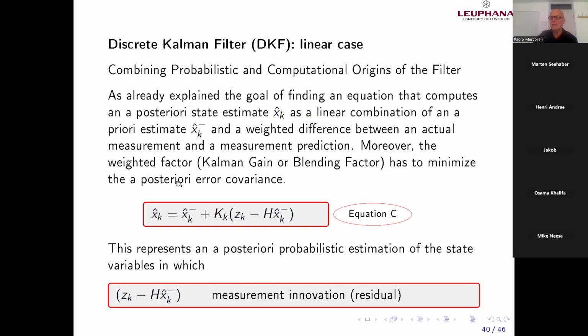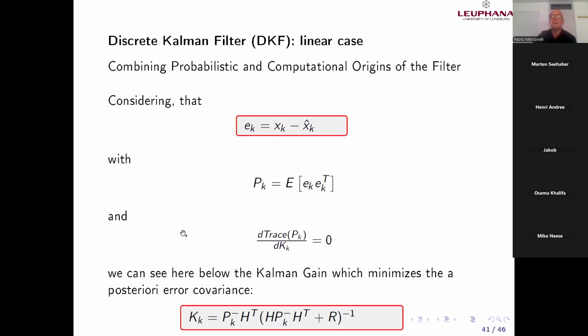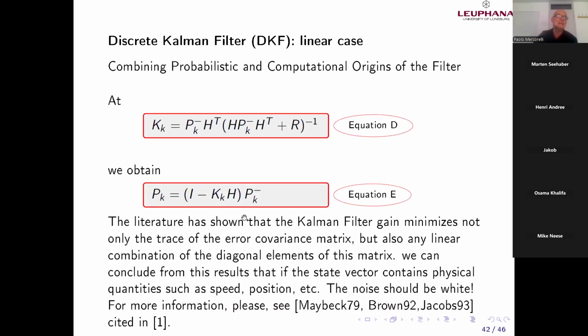K_k is small. If R is large, this means the measurement is not trustable. This means x_k hat equals x_k hat minus. We go ahead just with the model. Try to do at home what happens if R is small.